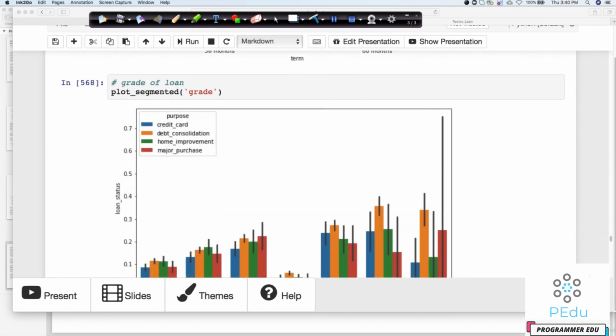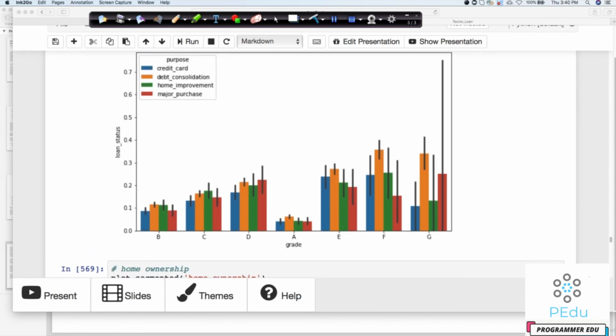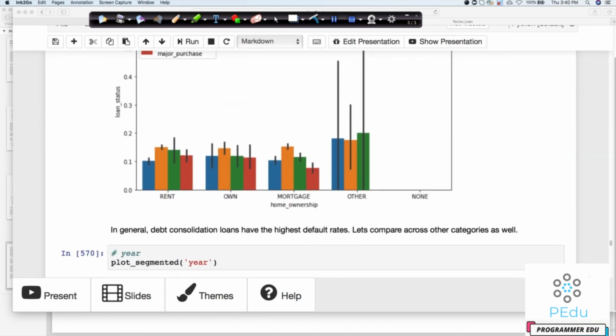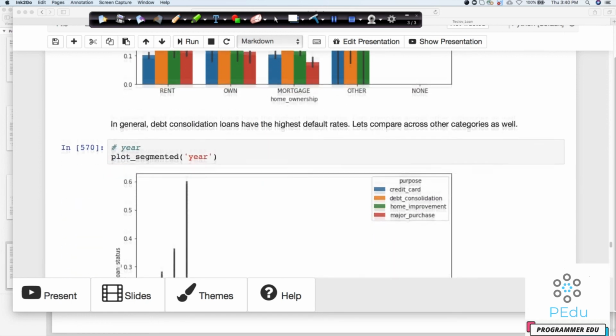Now let's do it for grade. So this is the grade one, and here also you can see that debt consolidation is the highest for almost every grade. Now look at home ownership. Here also almost the same result, but in the others case, we can notice that for home improvement we are getting more of the risk part.